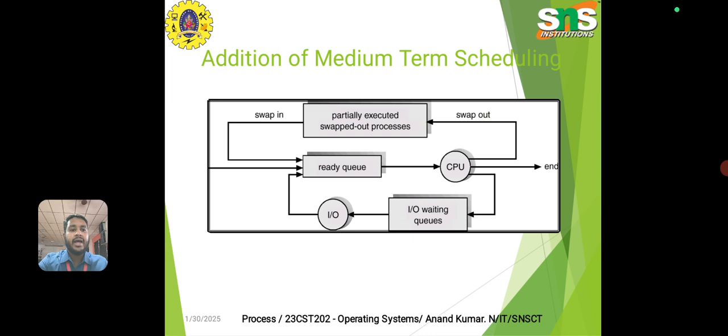Coming to the addition of medium-term scheduling, suppose a partially executed swapped out process is there, and it is swapped back into the ready queue, and is again reprocessed through the CPU. It may be swapped out again, having been partially executed, and then again given to the ready queue. If this process is completed, it passes through the input output device and the input output waiting queues.